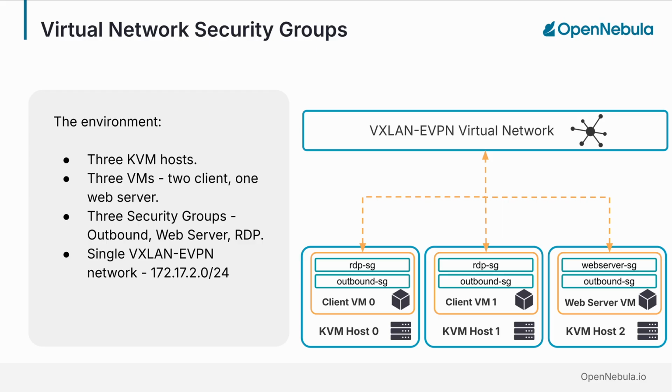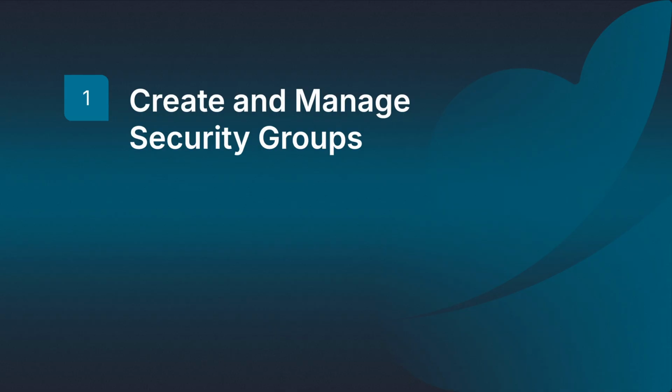The outbound security group is going to be attached to the whole virtual network and will appear on all VMs. The RDP-SG security group is only going to be attached to the virtual network card on the client VMs. The web server SG is going to be attached to the virtual network card on the web server VM.